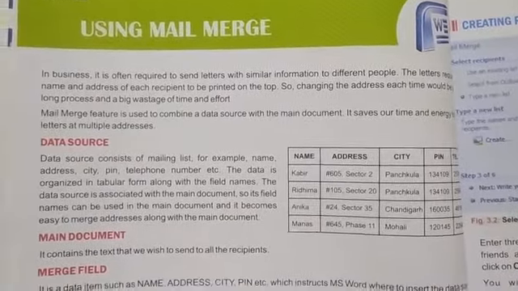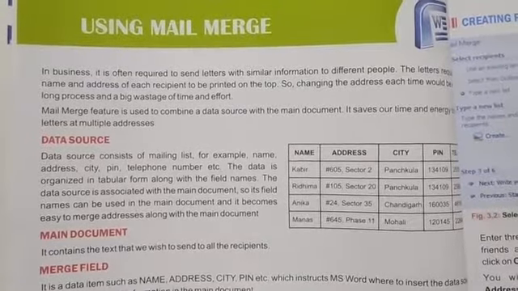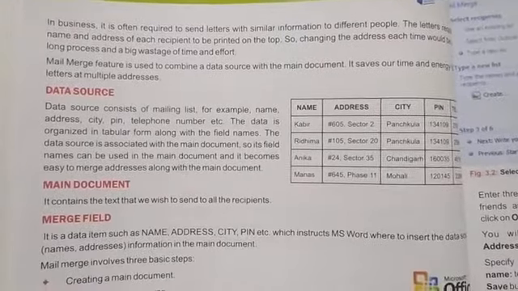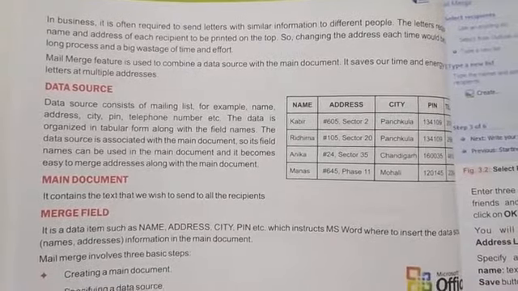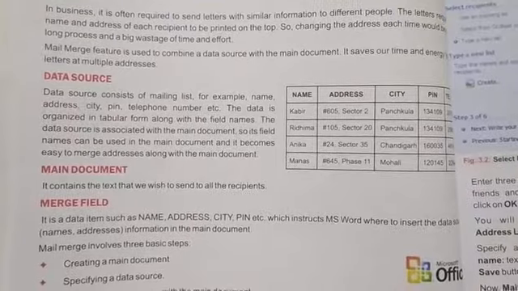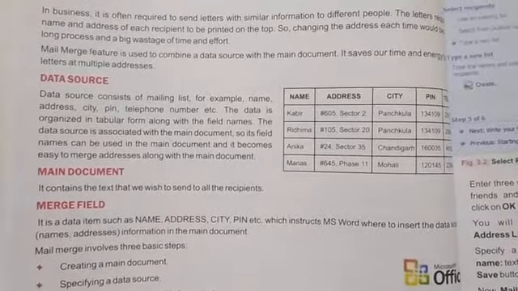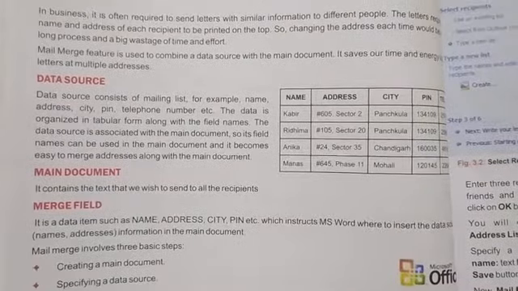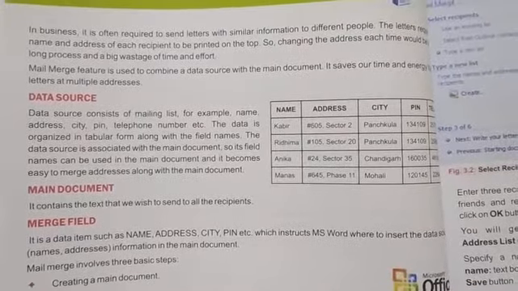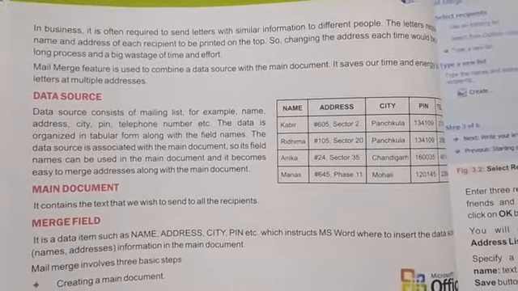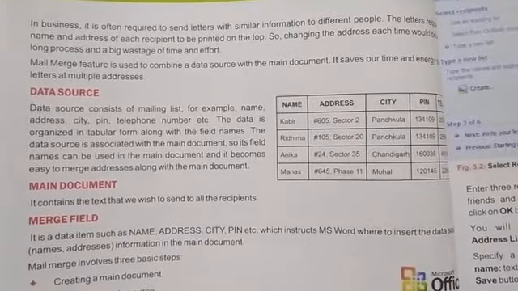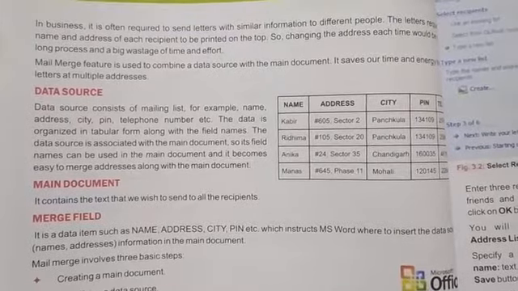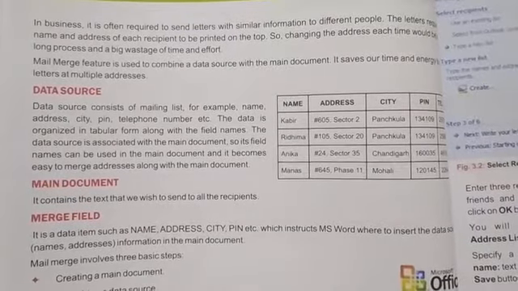So let us see the main elements of the mail merge feature. The first element of the mail merge feature is the data source. The data source consists of a mailing list, for example name, address, city, pin, telephone number, etc. The data is organized in a tabular form along with the field names. The data source is associated with the main document. So its field names can be used in the main document, and it becomes easy to merge addresses along with the main document.